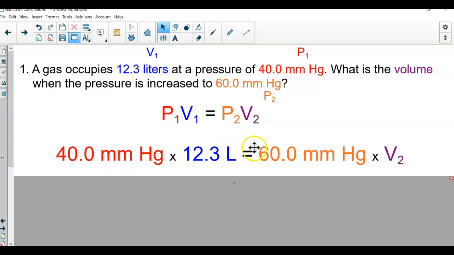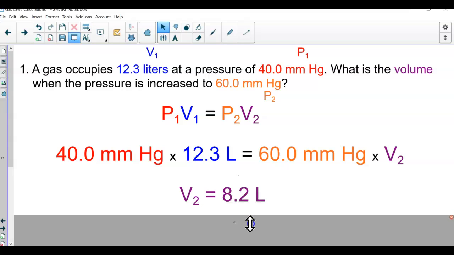When I do that, millimeters of mercury units would cancel, because I'll have 400 millimeters of mercury divided by 600 millimeters of mercury on both sides, and then millimeters of mercury would cancel, leaving me just liters on this side as a unit, and I get 8.2 liters.